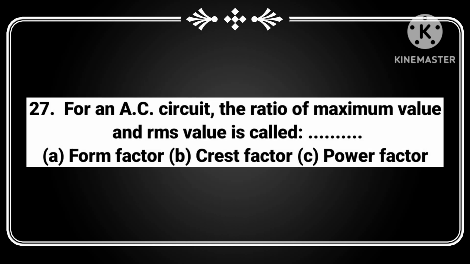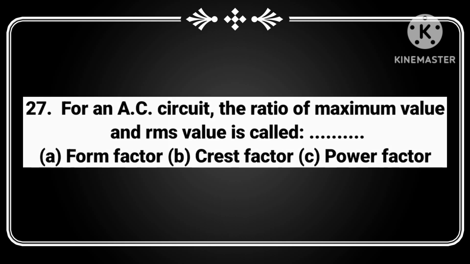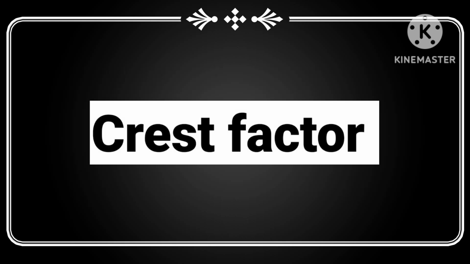For an AC circuit, the ratio of maximum value and RMS value is called dash. Options: A. Form factor. B. Crest factor. C. Power factor. And the correct answer is crest factor.